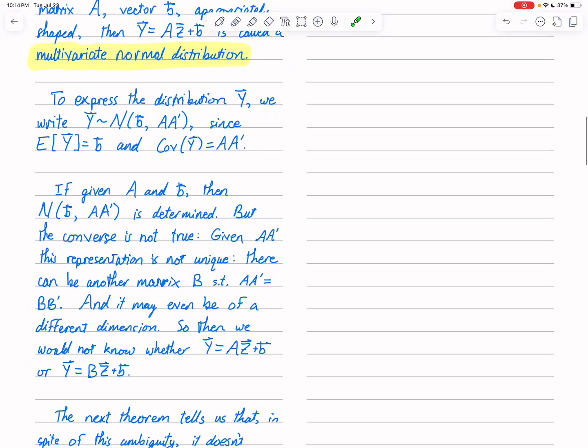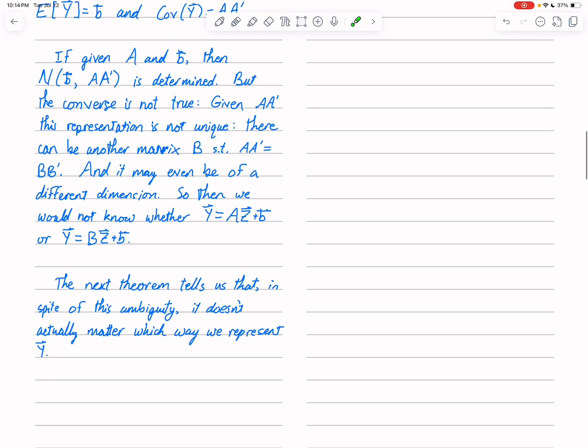Now, an important point that is going to take up the rest of this video is that if you know the matrix A and the vector b, then the vector y is completely determined. We know what this thing is, so to speak. But the converse is not true.